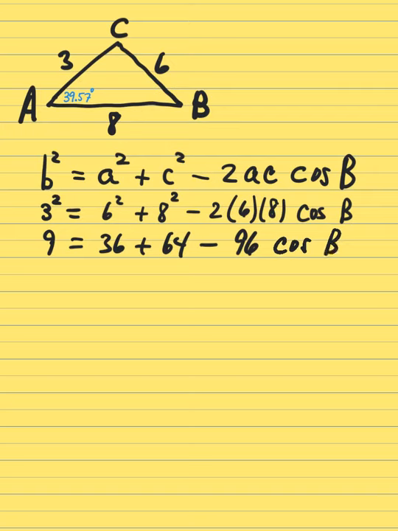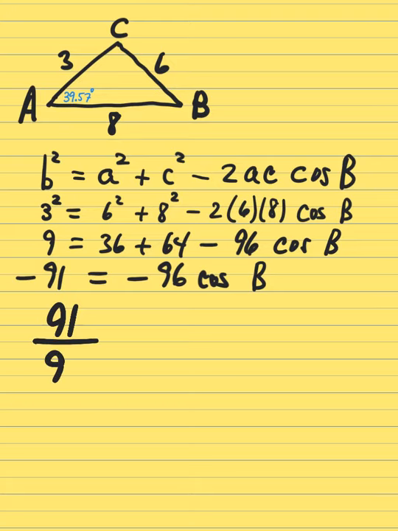Okay, so let's take 9 minus 36 minus 64. That's going to give us negative 91 equals negative 96 cosine of B. Divide both sides by negative 96. That'll make a positive 91 over 96.